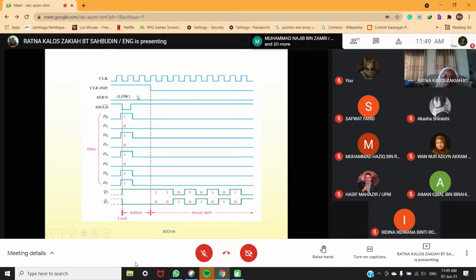So if you look here, this is the data, and then it will be loaded here. Then you have 1 0 1 0 1 0 1 1. We shift at this part. Look here, this is clock inhibit. Okay, at this part, because this is low, we start to load. So the data will load inside the IC. But this part is inhibit.